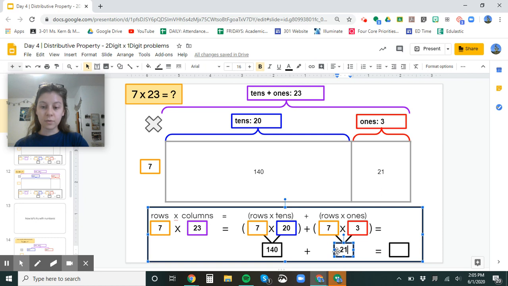And then my next step is, now that I've had my 2 smaller multiplication problems with the distributive property, and I solved those multiplication problems, now I'm going to add these together.